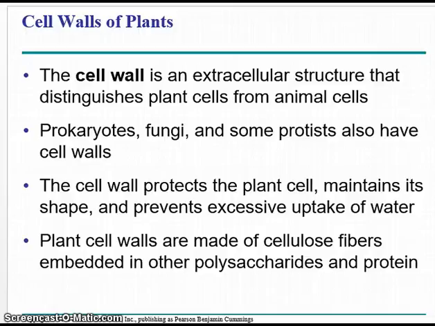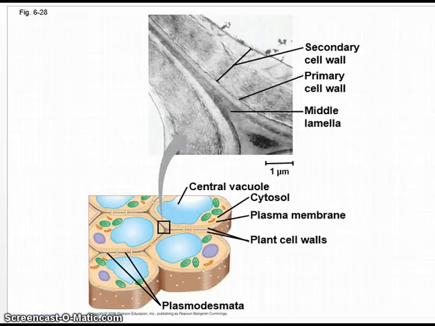Also, there are protein and other things inside of them. And cell walls are also common to some prokaryotes, fungi, and some protists. Here's a picture of what the cell wall actually looks like. The cell membrane is on the inside, so the cell membrane is the inner layer, and the cell wall is on the outer layer. The cell wall is there to provide support and structure to the overall plant.